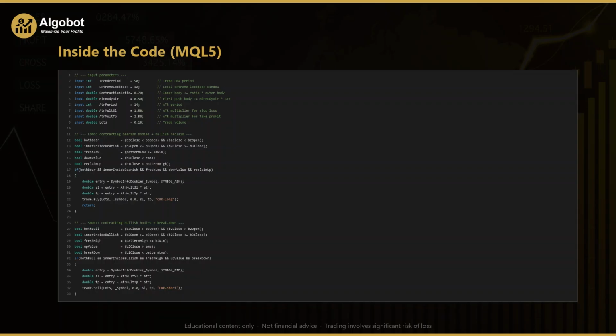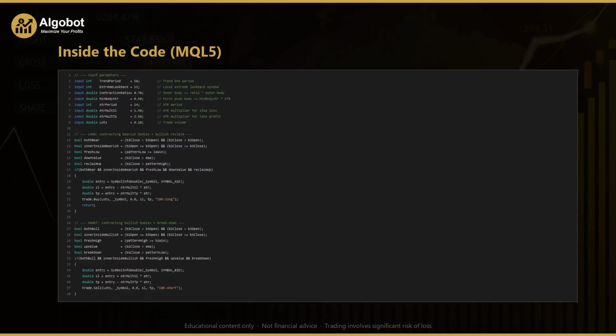You can see 5 conditions combined with logical and. Both bear checks that both candles closed lower. Inner inside bearish checks the inner body sits inside the outer body. Fresh low checks the pattern owns the local bottom. Down value checks the inner candle closed below the moving average. And reclaim up checks the confirmation candle closed above the pattern high. When all 5 are true, the code reads the ask price, places the stop 1.5 ATR below and the target 2.5 ATR above, and calls trade.buy.